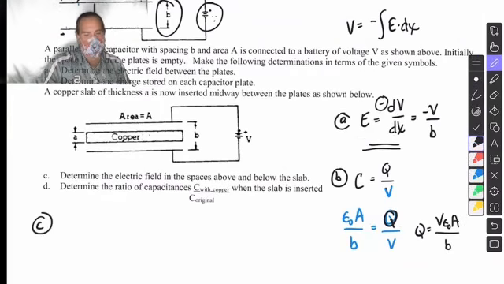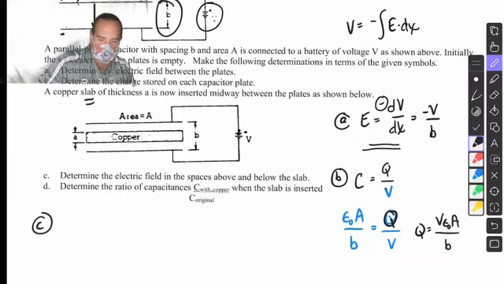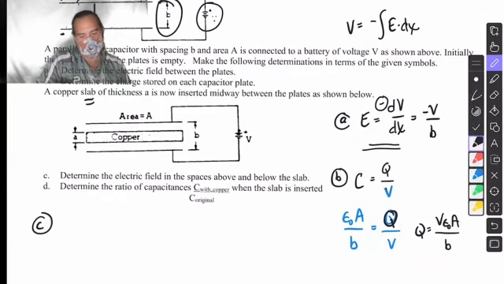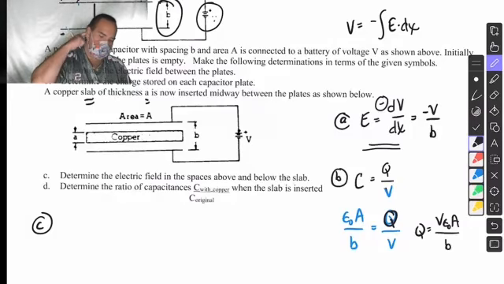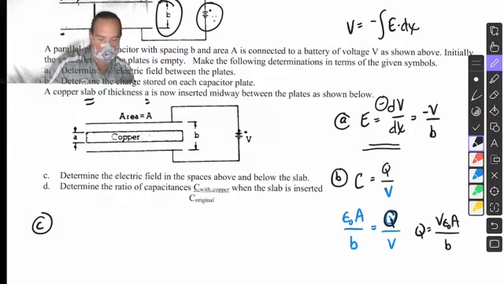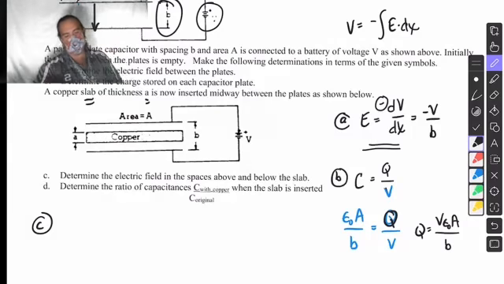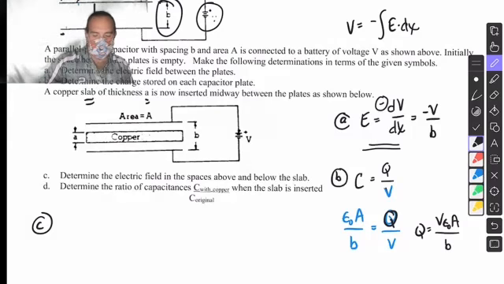A copper slab. The word slab shows up on the exam a lot more frequently than you would be surprised to see. I don't know why, but they have lots of slabs, whether it's in the E&M test or the mechanics test. A copper slab of thickness A is now inserted midway between the plates as shown below. Determine the electric field in the spaces above and below the slab and determine the ratio of the capacitance with copper to without copper. I think there's a number of ways we could approach this problem, and it would be right no matter which way we approached it.